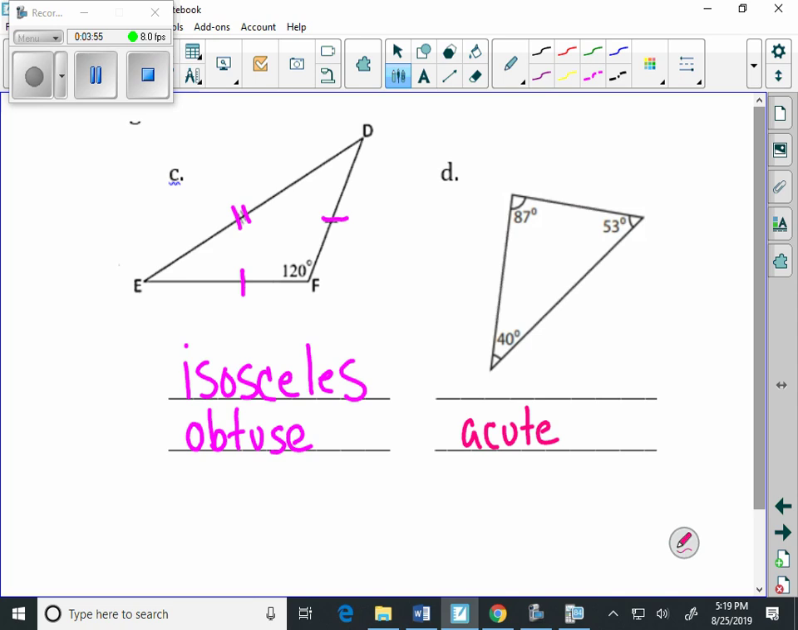What I should have written in here is 1 tick mark there, 2 tick marks here, and 3 tick marks there. And once we write those in, it may be a little bit easier to identify the fact that all of the sides are a different length, and therefore it's classified as a scalene triangle.